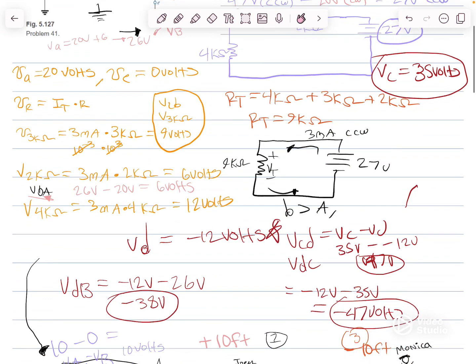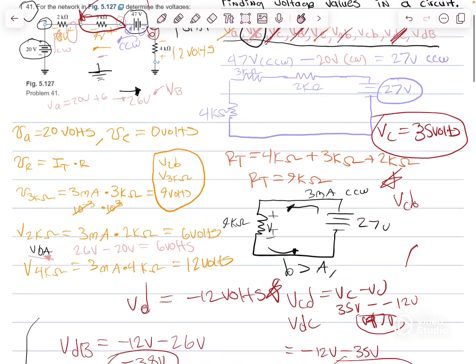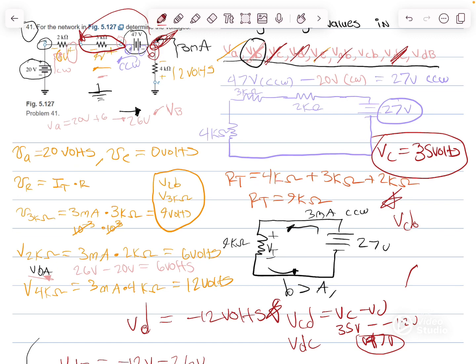Last nodal voltage I need to solve for, VCB. I'm going to do the work in this right corner. I'm going to do the same double subscript notation of work. I know my C nodal voltage, and I know my B nodal voltage. And what I'll get is the drop across the resistor. 35 volts minus 26 volts gives me 9 volts. And now we have successfully calculated every single voltage.